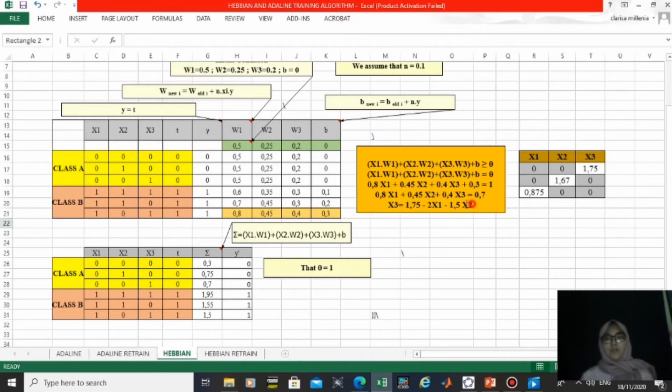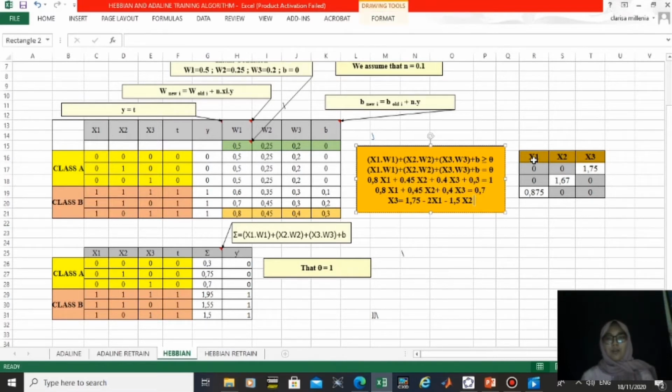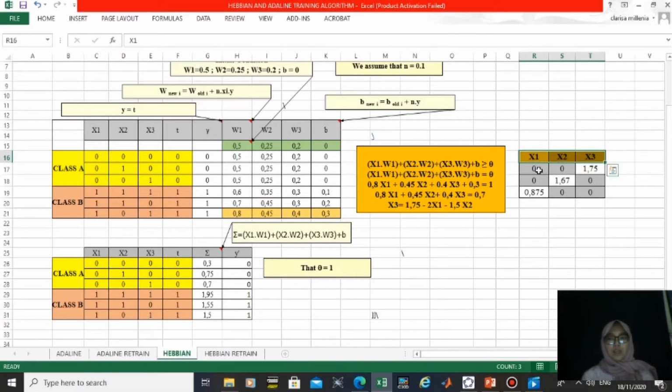So with this formula, we get the values of x1, x2, and x3. If we assume x1 is 0 and x2 is 0, then x3 is 0.25. If we assume x1 is 0 and x3 is 0, we get x2 is 1.767. If we assume x2 and x3 are 0, we get x1 is 0.527.